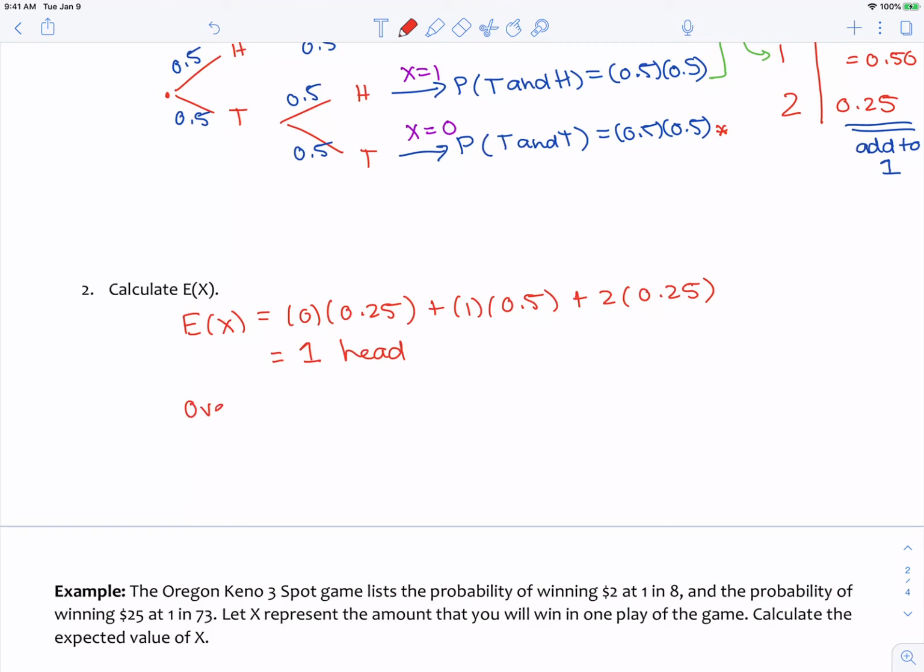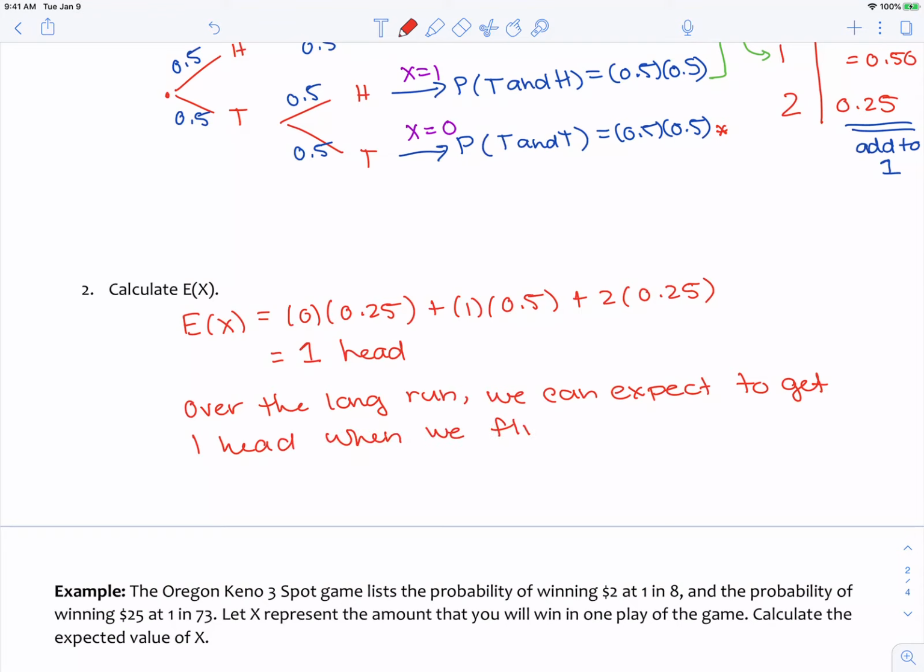So this is over the long run, we can expect to get 1 head when we flip 2 coins, or flip a coin 2 times. Let's go with the same wording. Flip a coin 2 times. Okay. So again, this is an over the long run average that we're calculating here.